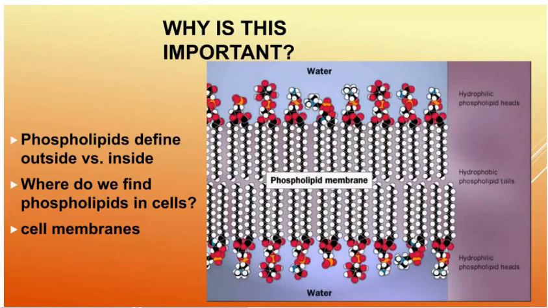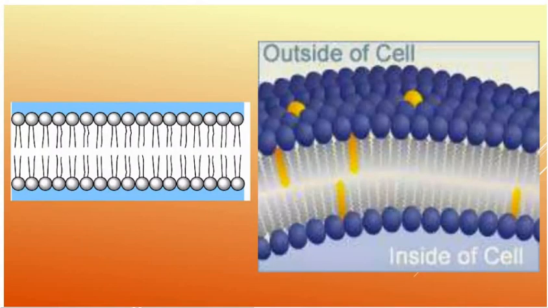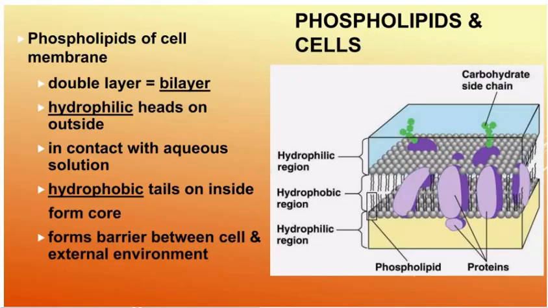So why is this important? Phospholipids define outside versus inside. Where do we find phospholipids in cells? Cell membrane. You can see the water, you can see the phospholipid membrane, you can see the bottom layer of water, hydrophobic and hydrophilic. So outside of cell, inside of cell.